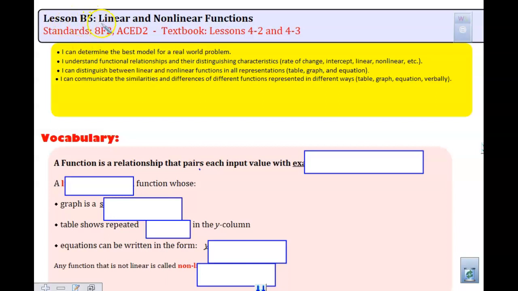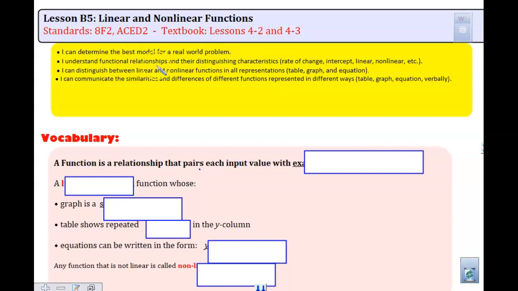In Lesson B5, Linear and Nonlinear Functions. The standards we are looking at are listed here. The textbook, if you needed to look in your textbook, this is 4.2 and 4.3. So what we are looking at is that I can determine the best model for real-world problems.